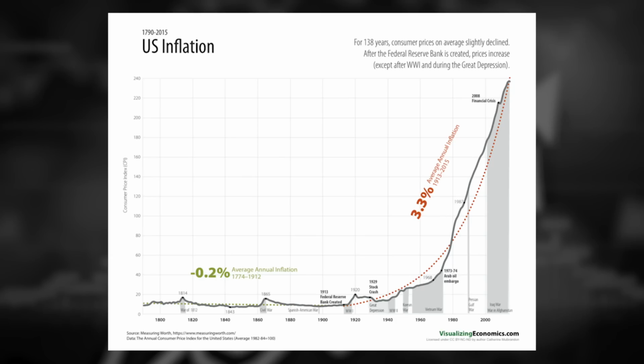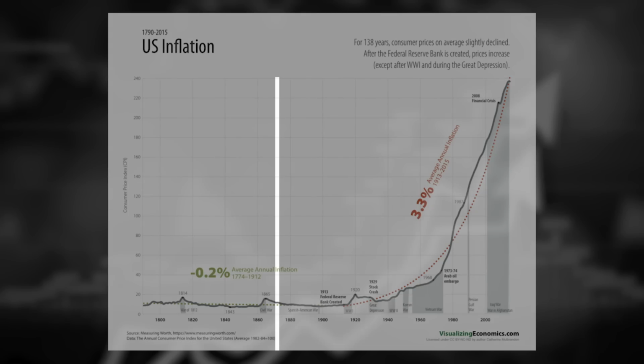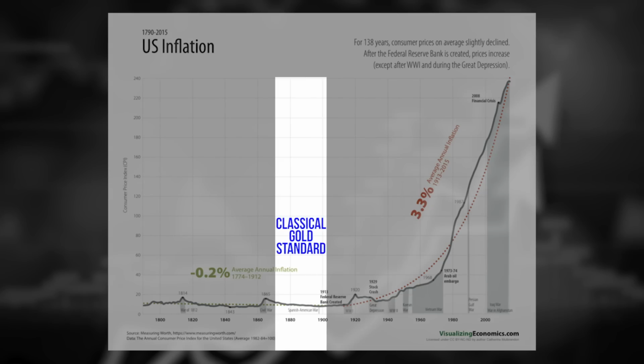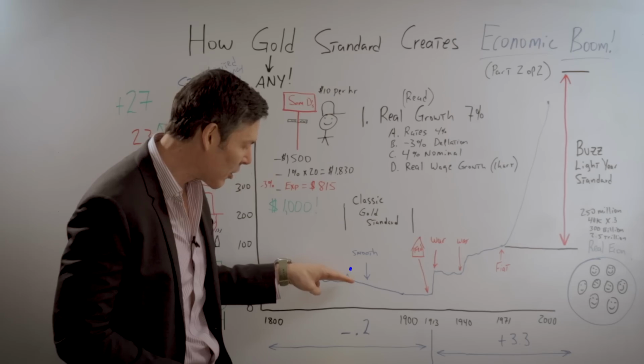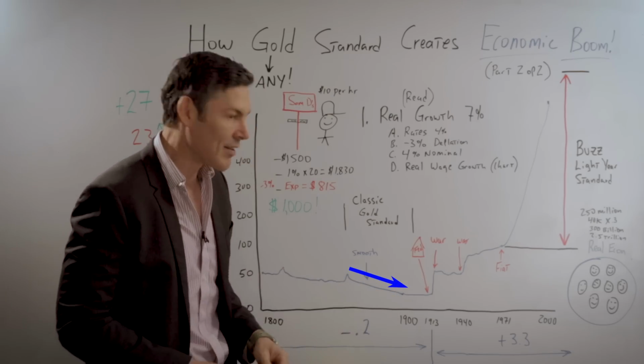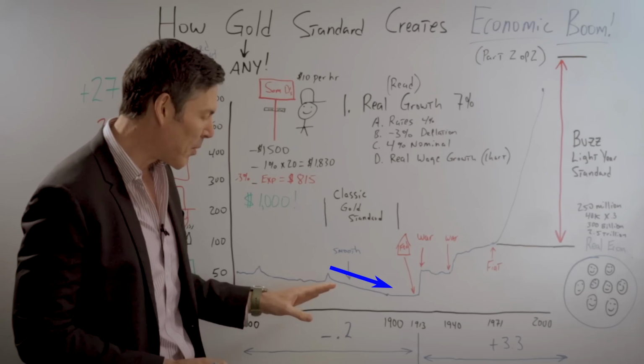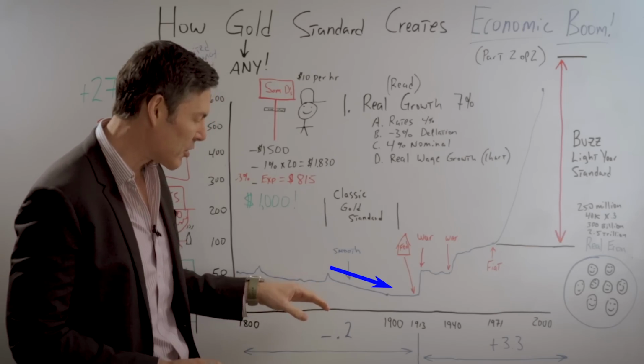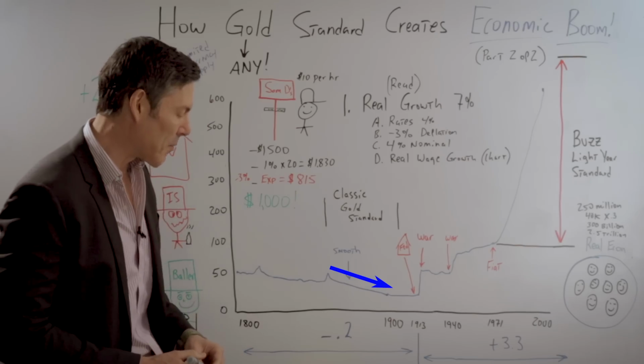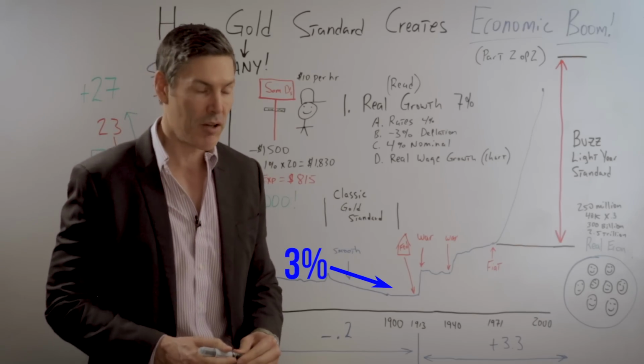I also want to point out that this time frame between about 1870 and 1913, we call that the classical gold standard. And if it looks like this line is incredibly smooth, that's because it is. Per year, inflation barely ever went up and deflation went down at a clip of about 3% per year.